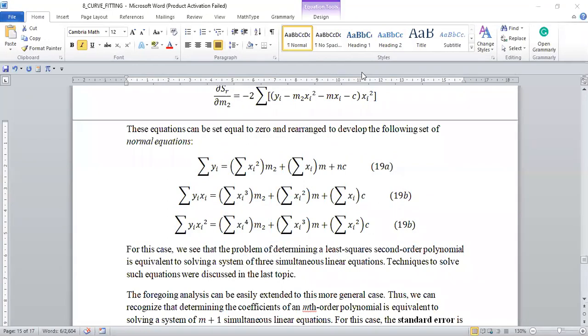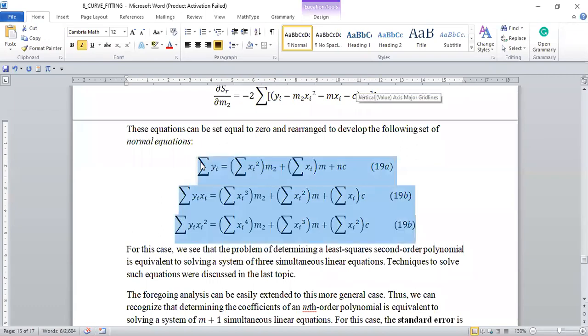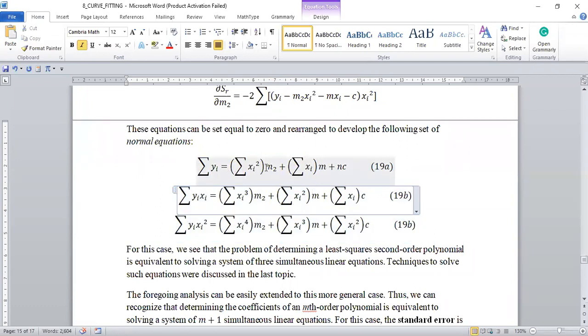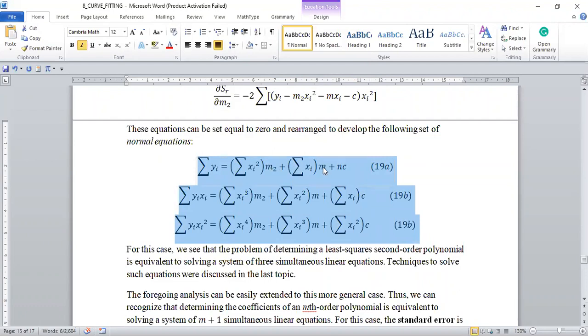Okay, yes. So somebody actually got it correctly. These sets of equations, that was the topic we just finished last week. So these are linear algebraic equations. So there are sets of 3 simultaneous equations, and we want to solve for M2, we want to solve for M, and we want to solve for C. So we can use different methods. We can use Gaussian elimination to solve for M2, M, and C. We can use LU decomposition. We can use Jacobi iteration. We can use Gauss-Seidel methods. So those are the methods we can use.